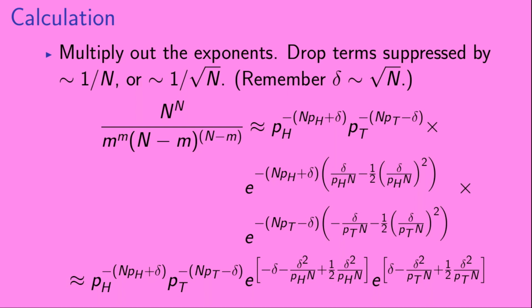However, when we multiply the delta from the first set of parentheses times the minus 1/2 (δ over ph n) squared from the second set of parentheses, we get something that goes as δ cubed over n squared. And that's suppressed by a factor of 1 over the square root of n. A similar thing happens in the second exponential. So at the bottom of this slide, we've given the results of multiplying out these terms. You might want to pause the video here and see if you can convince yourself of these expressions.